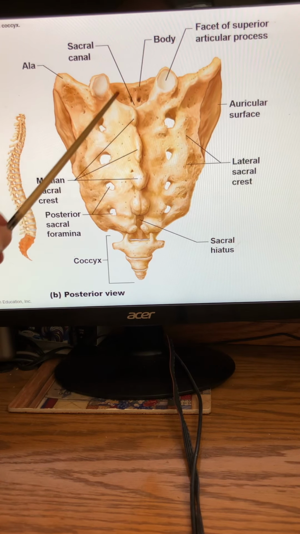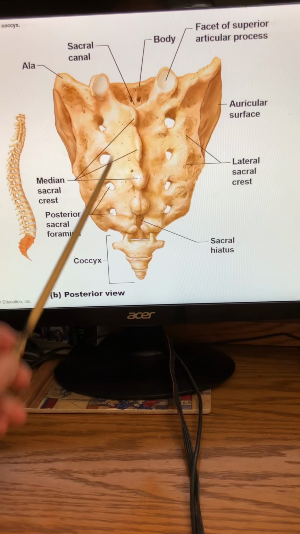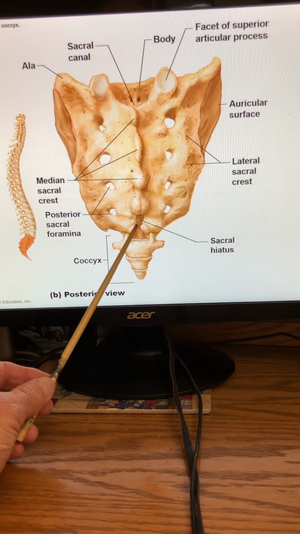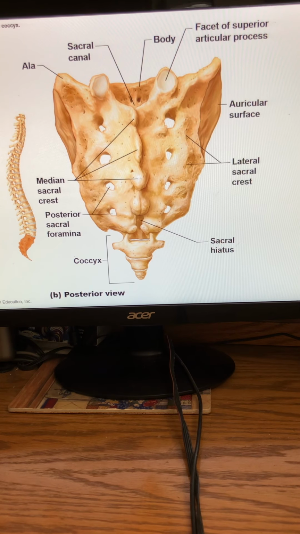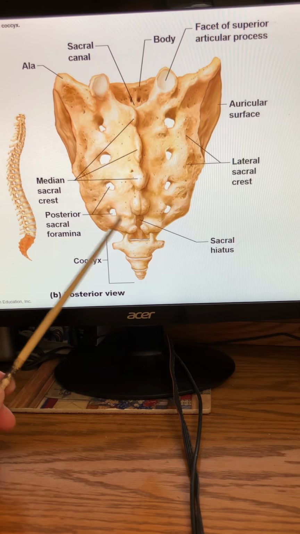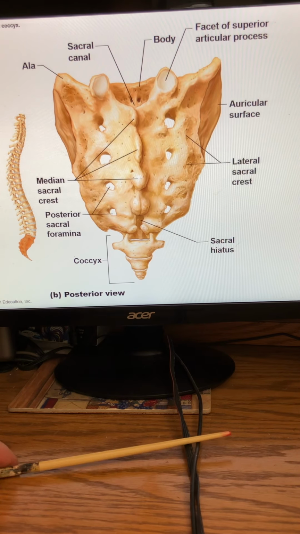The hole at the top here is a continuation of the vertebral foramen, and in the sacrum it's known as the sacral canal. And the hole on the inferior portion, break in Latin means hiatus, so if your favorite TV show took a break, they went on hiatus. Because hiatus means a break, the break down here is called the sacral hiatus. So we have the sacral canal up top, we have the median sacral crest, and at the bottom of the crest is the sacral hiatus.